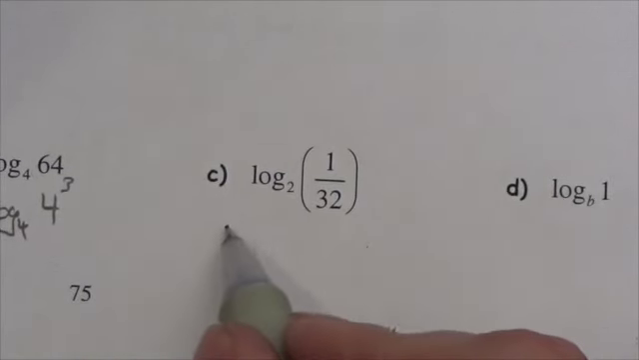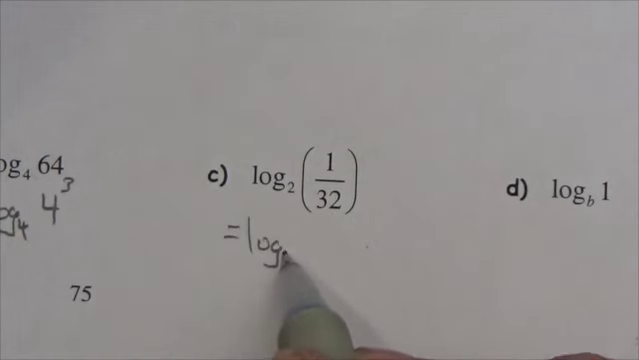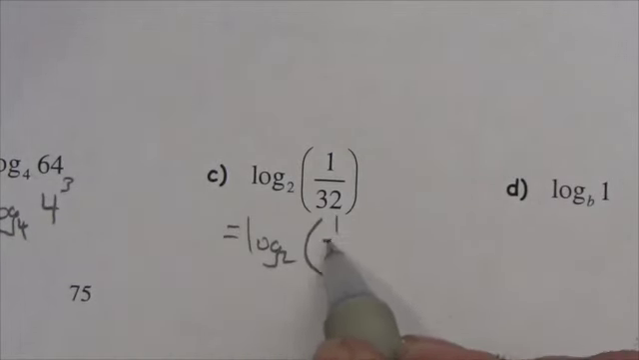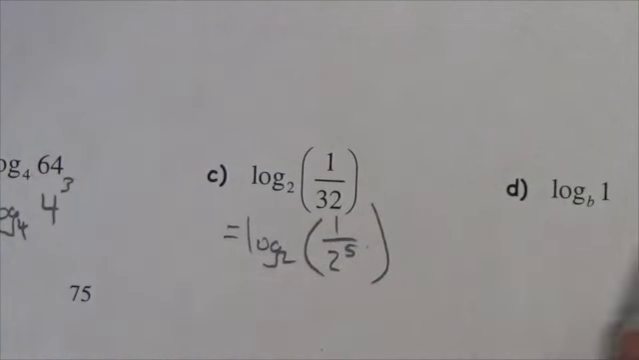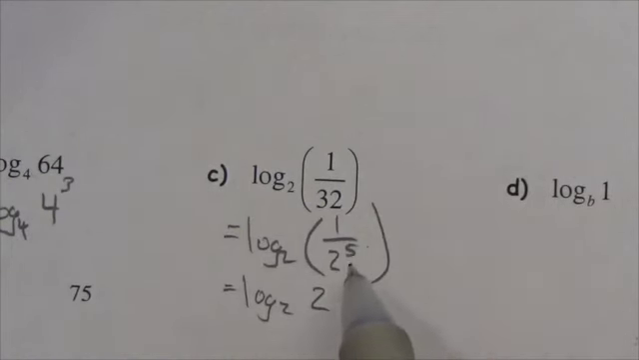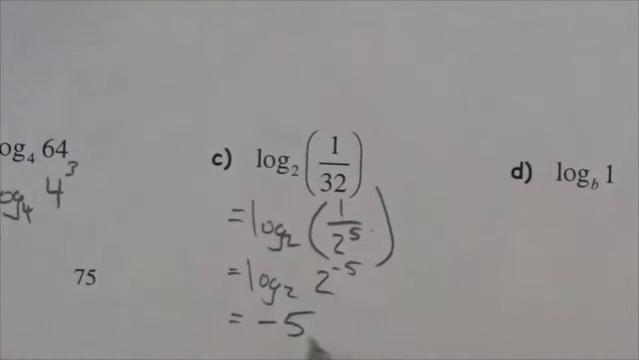Over here, same thing. This is the log base 2 of, well, 32 can be written as a power of 2. That's going to be 2 to the 5. I still can't make any kind of jump here because this is a log base 2, and I've actually got 1 over 2 to the 5th. So I've got to play with that a little bit more. That's okay. This becomes 2 to the negative 5. And now log base 2 of 2 to the negative 5 is negative 5. So there, my exponent pops out.